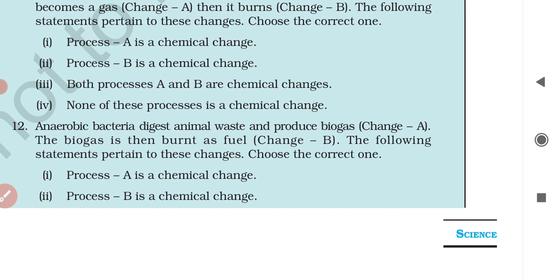Again, the biogas is then burnt as fuel. Some gases will be produced when the biogas is burnt. Again carbon dioxide gas will be produced here, because the animal waste contains some carbon compound, so the biogas also contains some carbon compound. When biogas is burnt as a fuel, some gases will be produced. Carbon dioxide gas is the main gas in it again. So is change B a physical change or chemical change? It is again a chemical change.